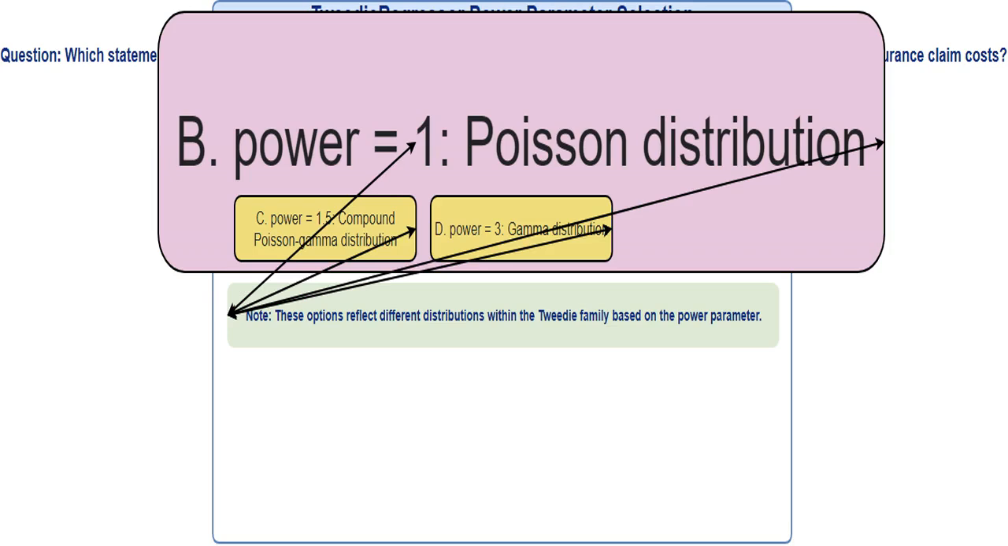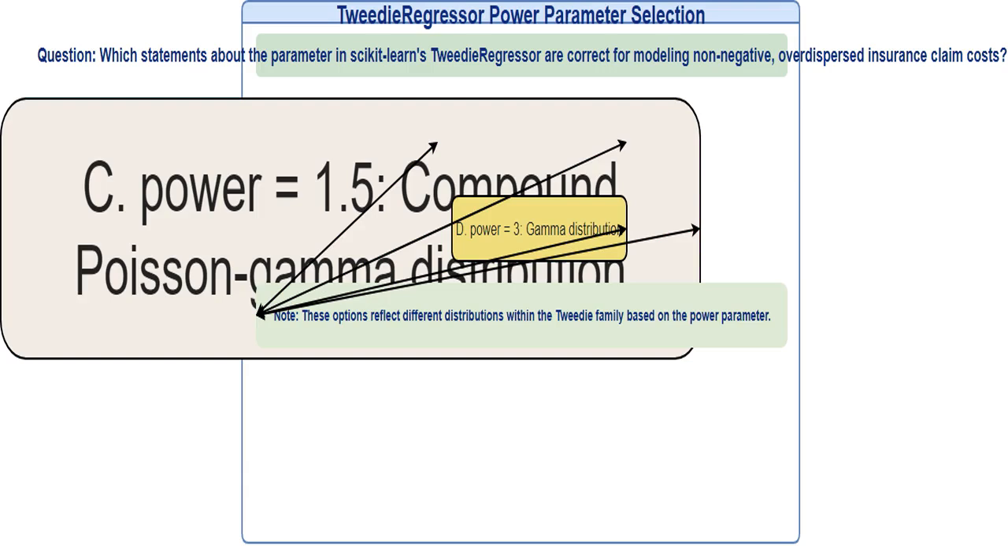Setting the power to 1 gives you a Poisson distribution. This is used for count data, such as the number of claims, where the average and the spread are equal. Insurance claim costs, however, often have a larger spread than the average, so a Poisson distribution isn't the best choice. Power between 1 and 2, like 1.5, uses a compound Poisson gamma distribution.